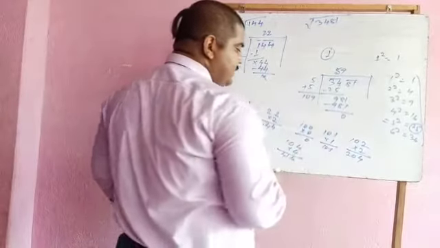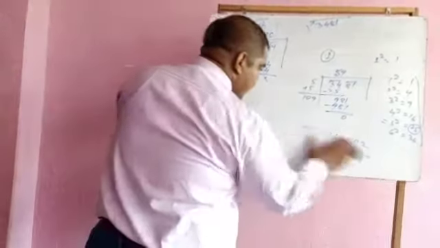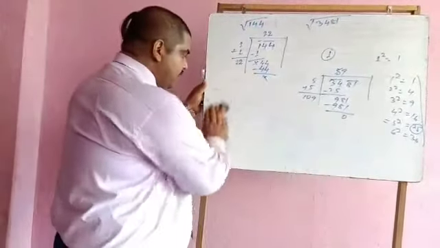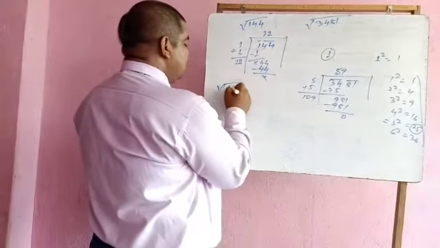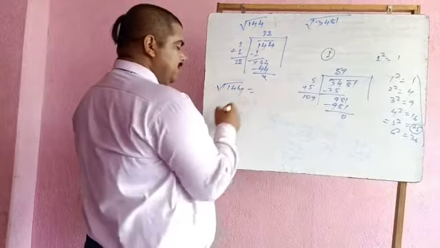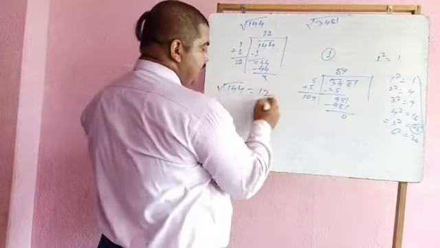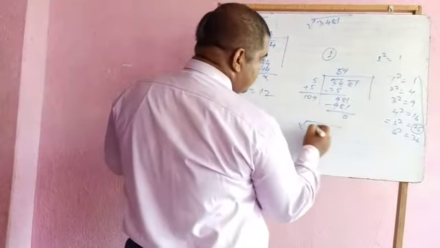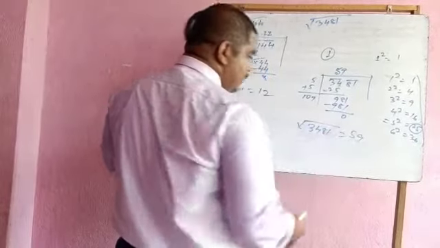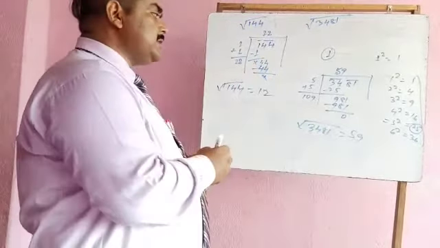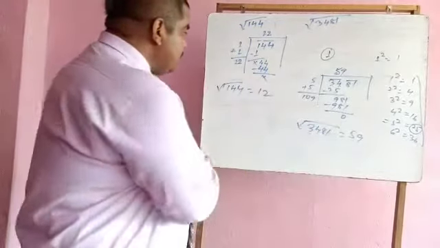So you can just see, in this case, how to find the perfect square by the division method. And now you have just seen that the square root of 144 is actually 12, and the square root of 3481 is 59.